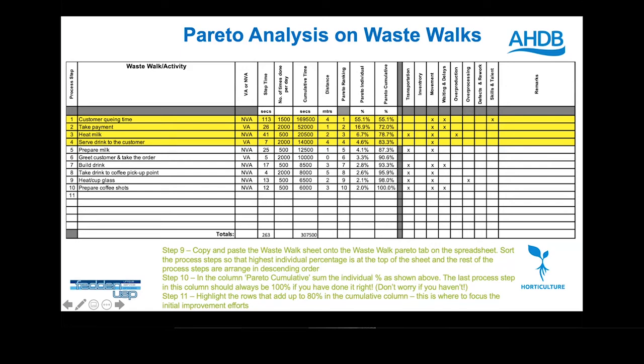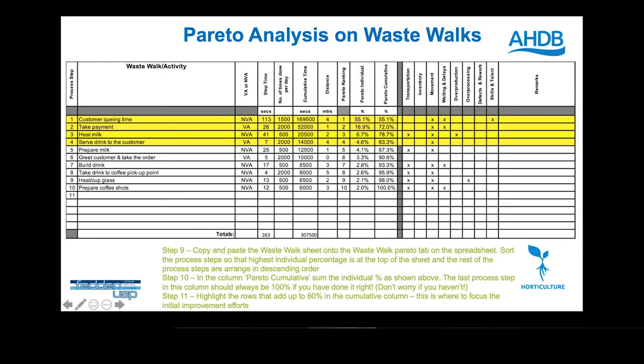And then what I'll do is highlight the top 80%, as close as possible to it. I highlight them in yellow, and that tells me where I need to focus my attention. So I know I've got to focus on these 4 elements, because these are contributing over 80% of the waste or time within the process. And 2 of these elements actually add value.